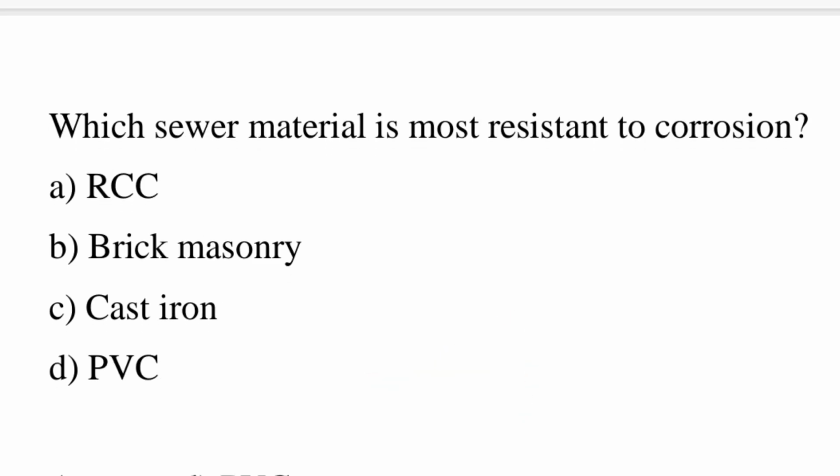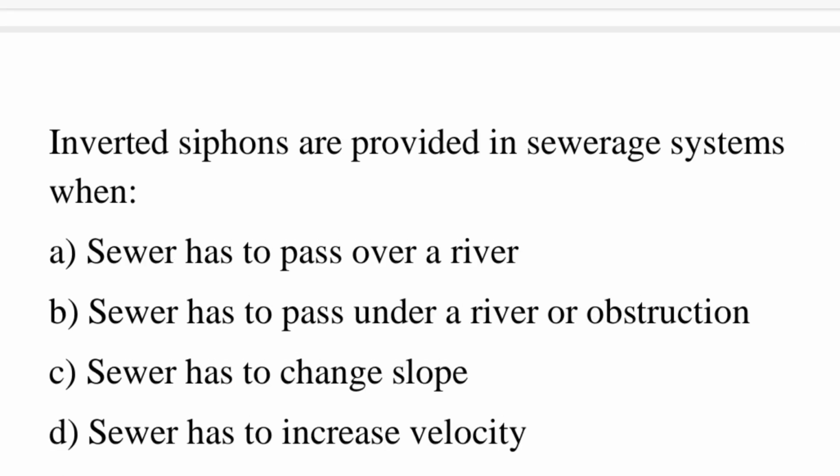Next question, which sewer material is most resistant to corrosion? Option A RCC, option B brick masonry, option C cast iron, option D PVC. So the correct answer is option D PVC. Plastic pipes are corrosion resistant, lightweight and durable. So option D is the correct answer.